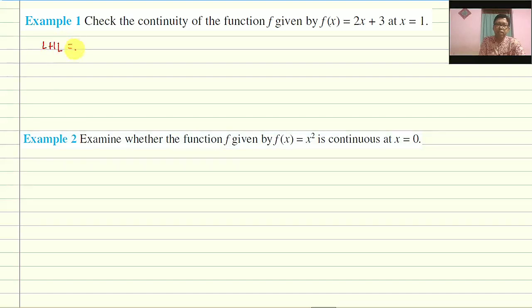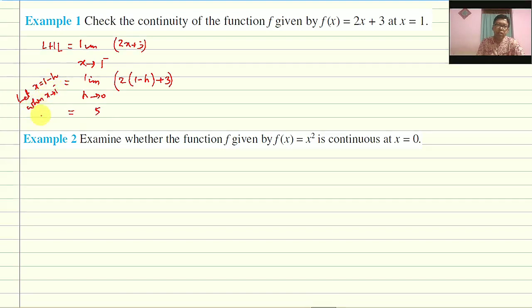What is LHL? LHL means limit x tends to 1 minus of this function. The function is given, 2x plus 3. Okay, change the limit. Limit h tends to 0 of 2 into 1 minus h plus 3. So the limiting value will be 2 into 1 minus 0 plus 3, that is equal to 5. Similarly, you have to consider that x is equal to 1 minus h. When x tends to 1 minus, then h tends to 0. Isn't it? So like this, limit h tends to 0, 2 into 1 minus h plus 3. So this is equal to 5.